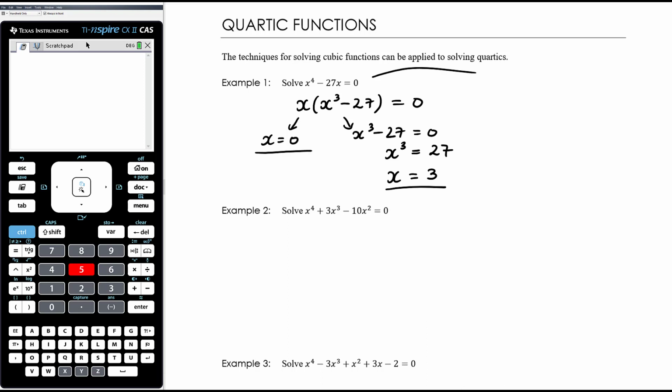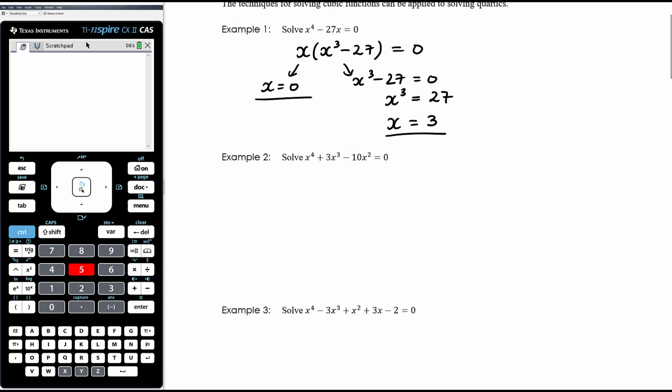The temptation here sometimes is to add 27x to both sides and then divide both sides by x. When you do that, you assume that x can't equal 0, and so you lose the x equals 0 solution. So we don't ever want to divide by x in the process of solving. Get everything on one side, factorise, and use the null factor law.